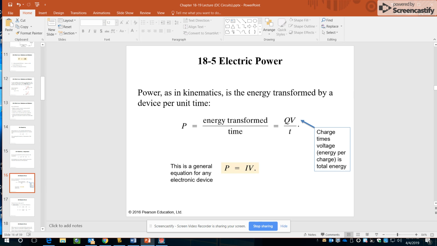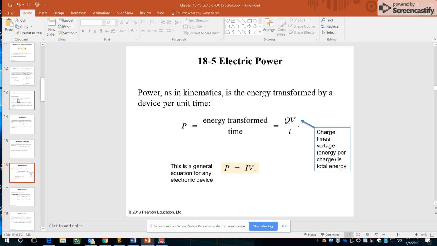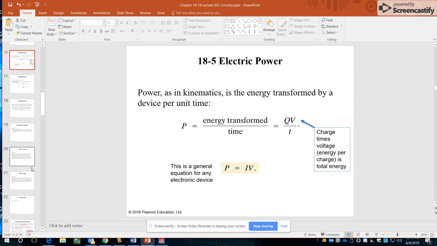So finally, in this section, we want to discuss power, electric power. So we're getting used to this idea that voltage has to do with electric potential energy per charge, and it also has to do with a sort of push of charges through a circuit. So power still means the rate of change of energy transformation.